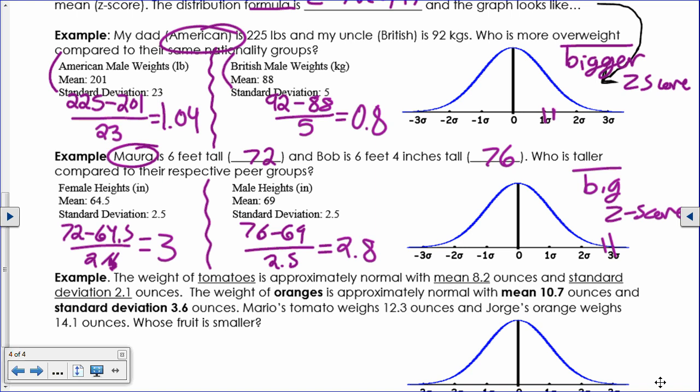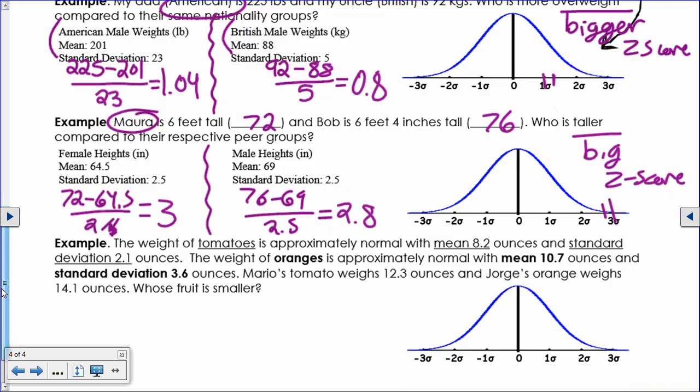Alright, so it kind of goes against, like, if you're just reading the question really quickly and you see just who's taller, you would say Bob, right? But that's not what they're asking. They're talking about, is she a taller girl or is he a taller guy? That's what the question's asking. So make sure you guys are really, really careful to understand that language in the question.